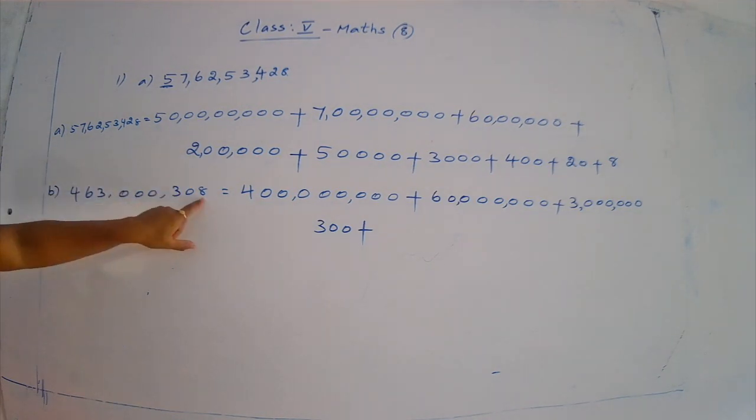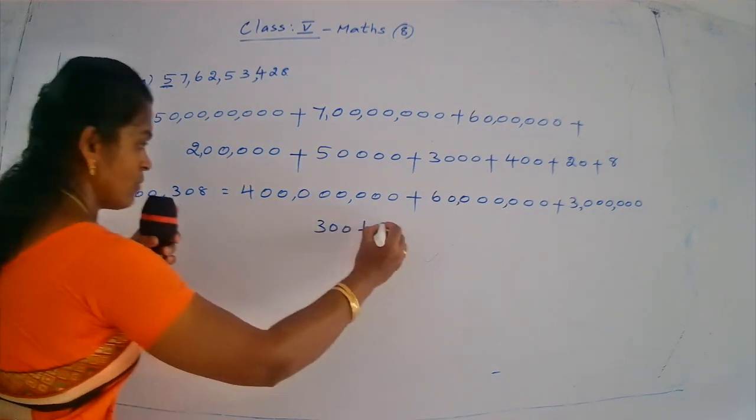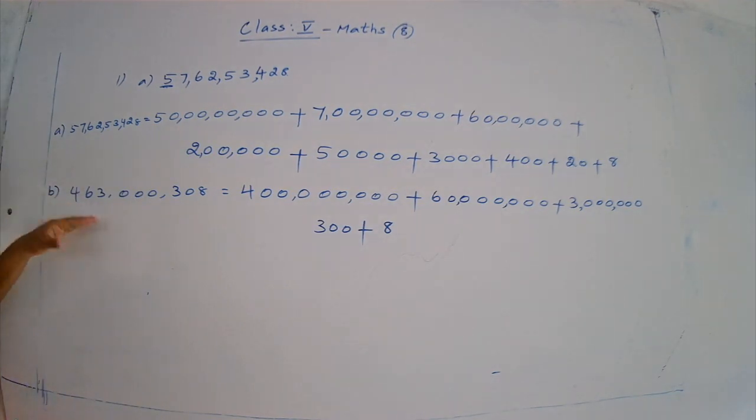Now you come to the next place. 8. What is the place value of 8? 8 ones. So 8 into ones. So 8. Okay, so your answer 463,308,000. Expanded form is 400 million plus 60 million plus 3 million plus 300 plus 8. Okay, children, do you understand? Yes, write it in your book.